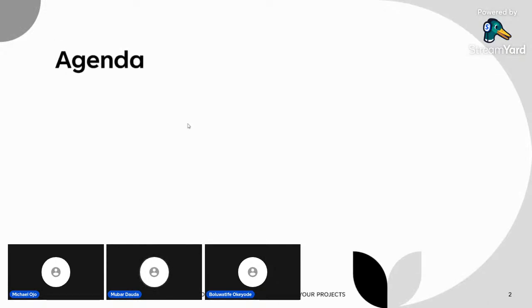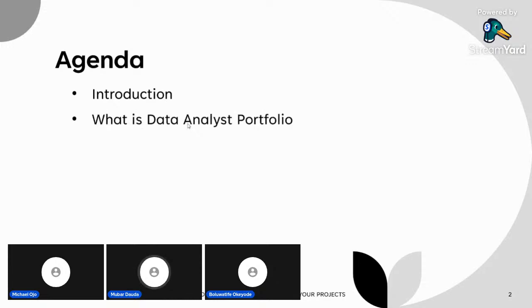So our agenda for today: the first is introduction, where you get to know me and I get to know you. Then we move on to what a data analyst portfolio is. We know we want to build a portfolio. You already have skills as a data analyst, business analyst, data engineer, or any profession under the data ecosystem. Then, what are the benefits of a data analyst portfolio, and why do you need it? What's the importance of it?